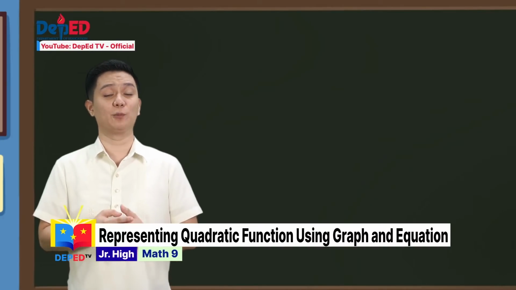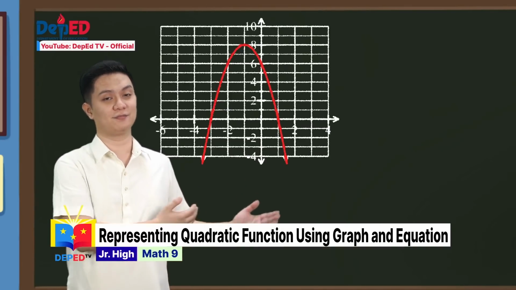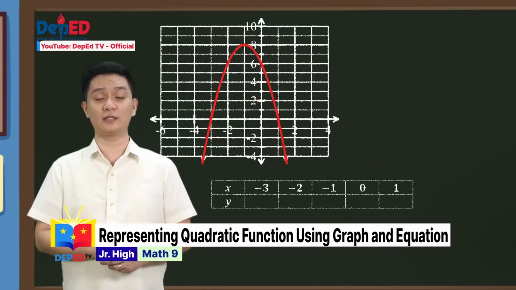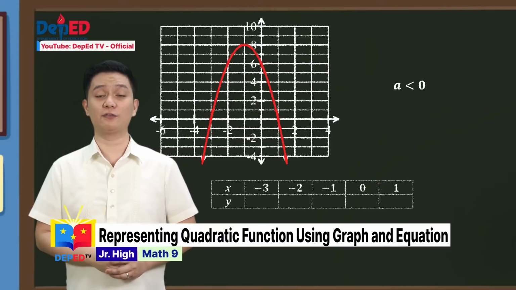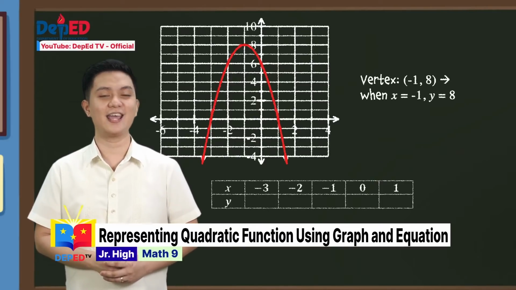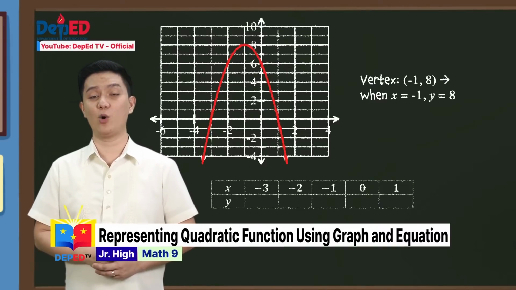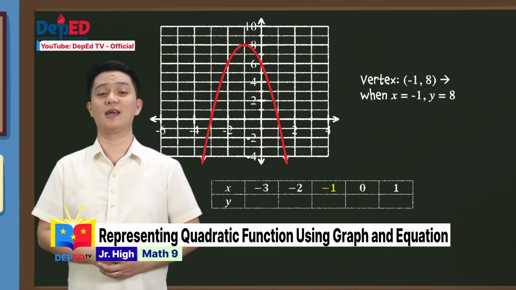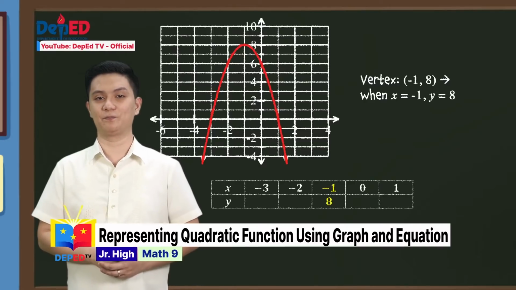At this point, let's complete the table of values that represents the graph of the quadratic function. This is an example of a parabola that opens downward. It means that the value of the coefficient a is negative. Thus, it has a maximum point, its vertex, which appears to be the point described by the ordered pair -1, 8. Hence, when x is -1, y is equal to 8.